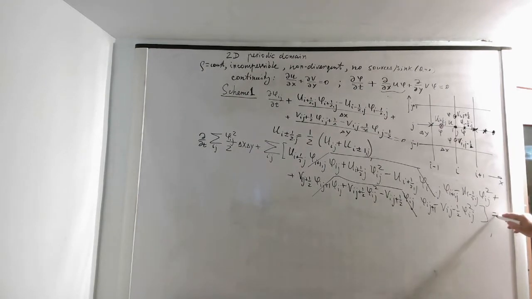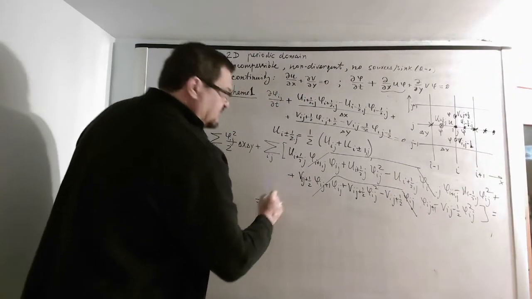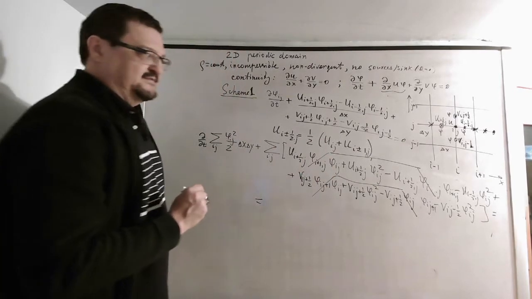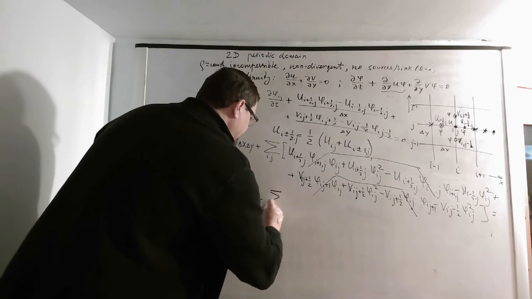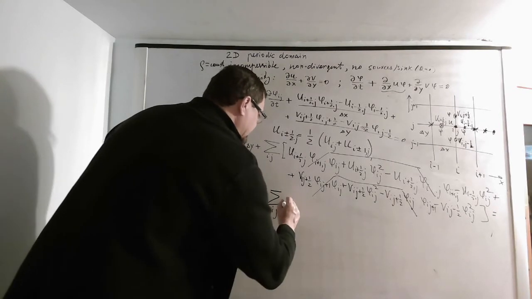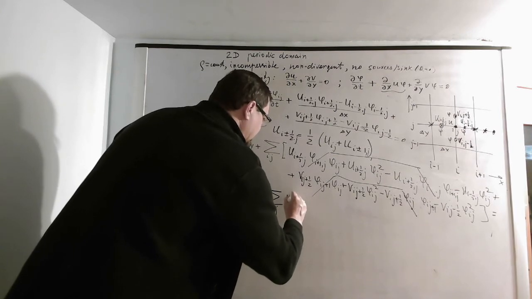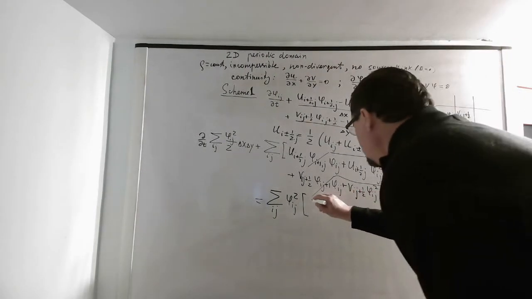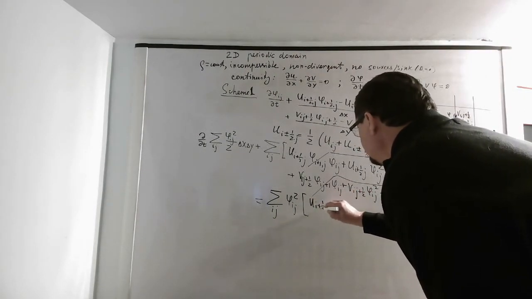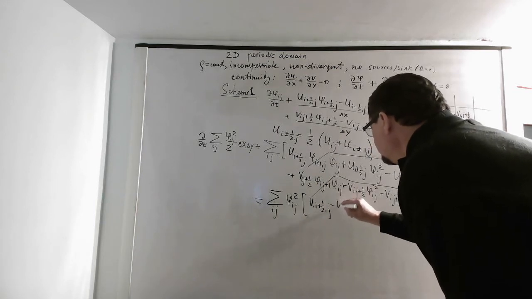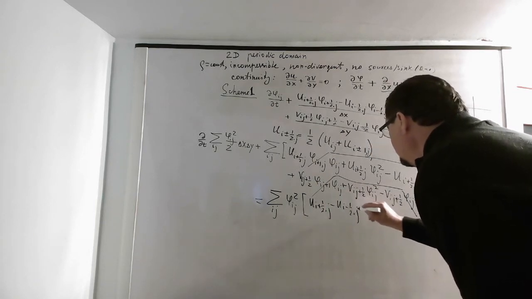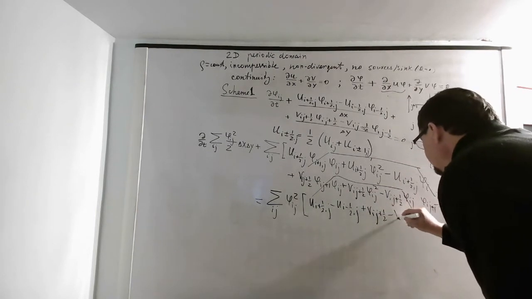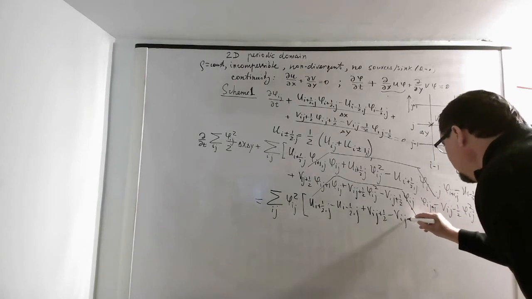So what is left, those we cannot cancel like that, but they all have phi ij squared in them. So that phi ij squared can be taken outside, phi ij squared times u i plus 1/2 j minus u i minus 1/2 j plus v i j plus 1/2 minus v i j minus 1/2.